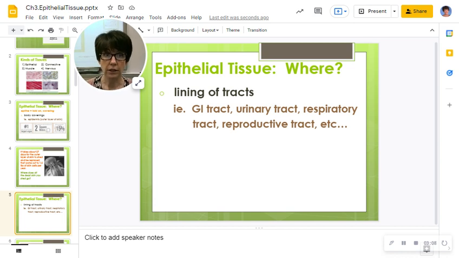In your urinary tract, again, there's an opening to the environment at the urethra. And then there are tubes that go inside your body, the urethra, the ureters up to the kidneys, and the bladder along the way. All of that tract is lined with epithelial tissue. And we can continue this on and on. So the reproductive tract, in females for example, your vagina, your uterus, your fallopian tubes, all are lined with epithelial tissues. So it's a very important part of the body.